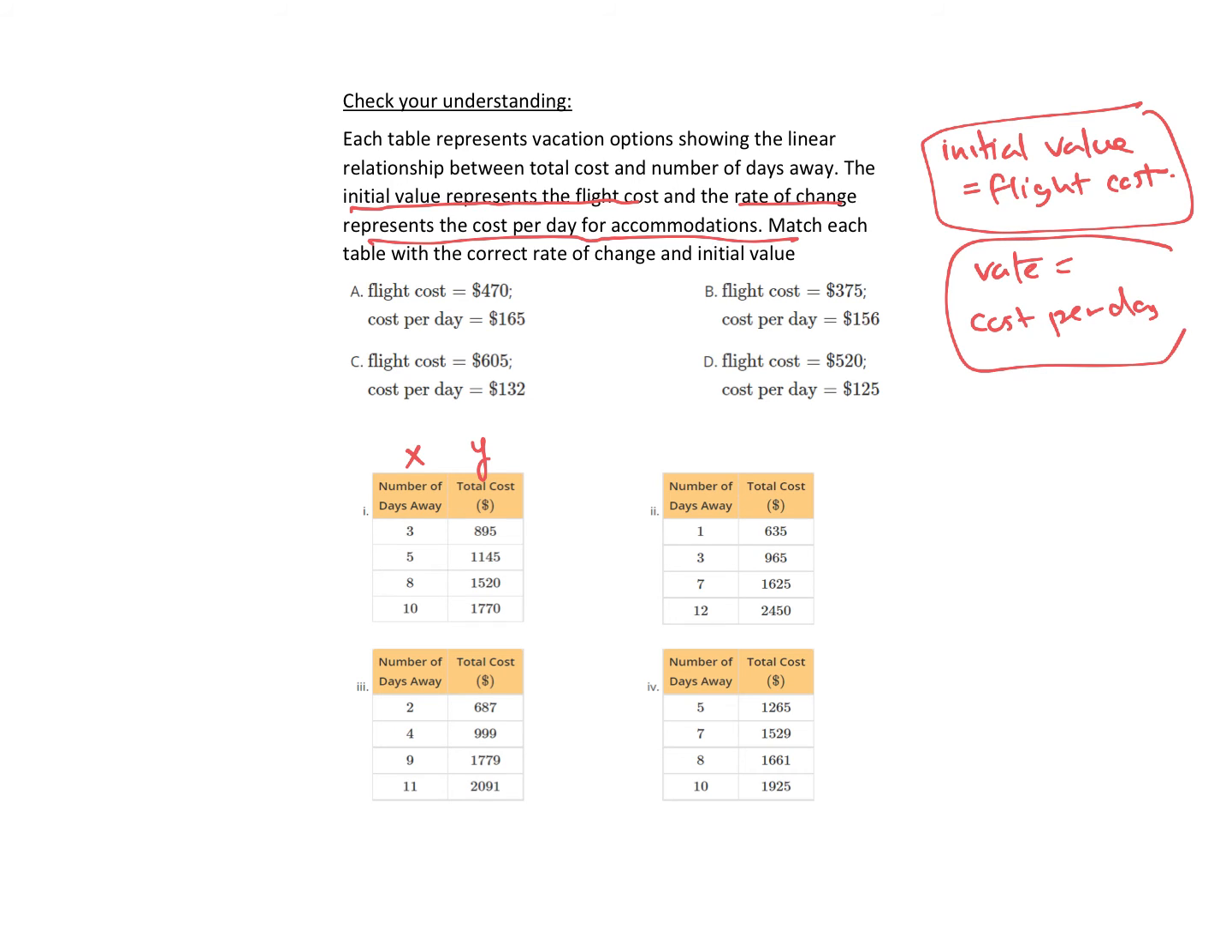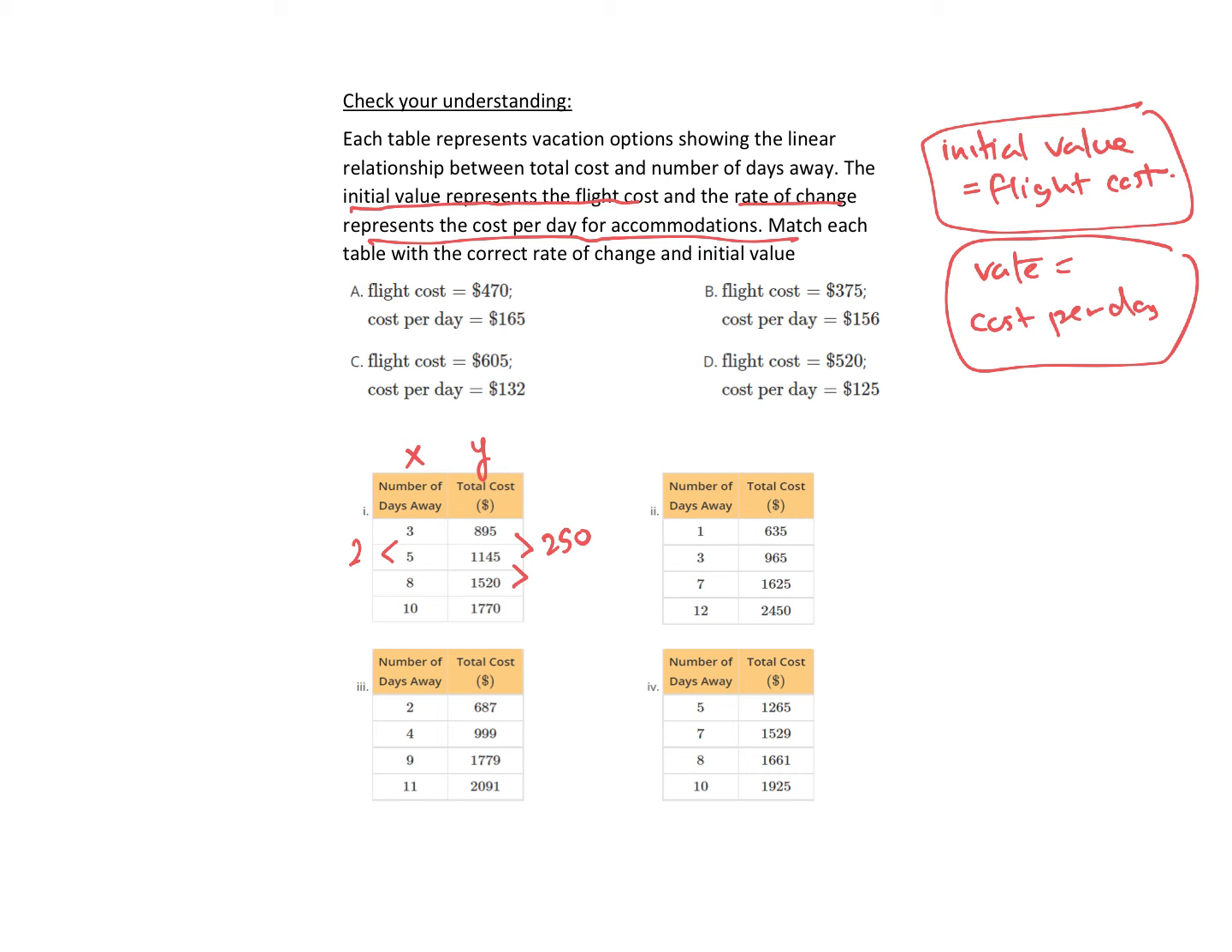So how are we going to figure that out from a table? Well, what we want to determine is, let's look at rate of change first. So rate of change is how is the y increasing compared to the x. So in the first table, the total cost is increasing by $250, and that was for 2 days. Let's see if this is consistent.